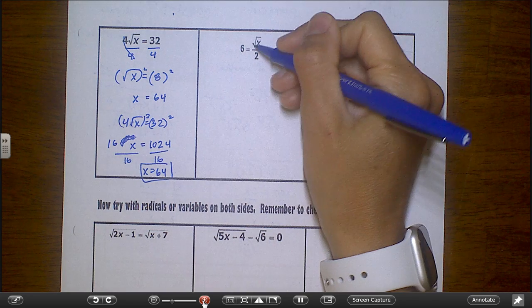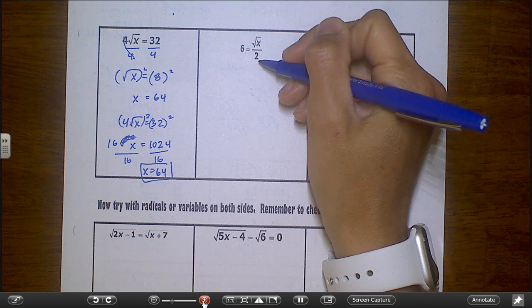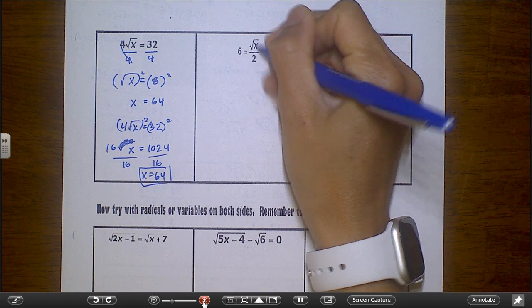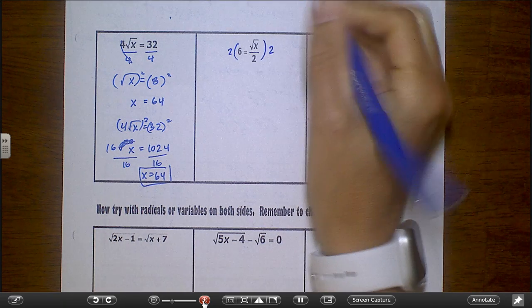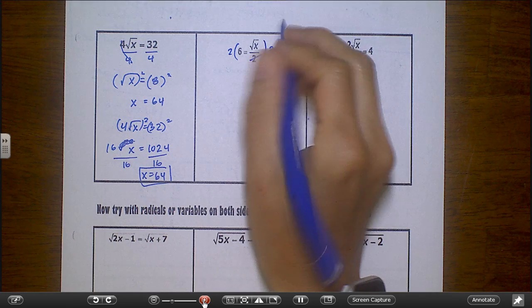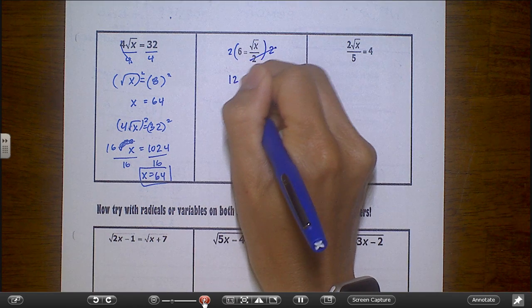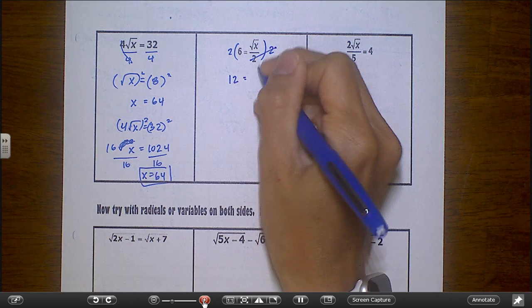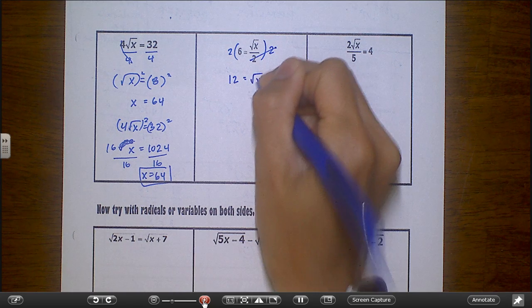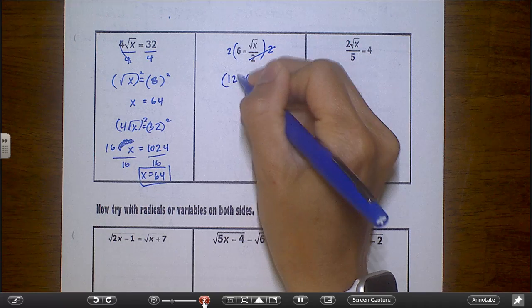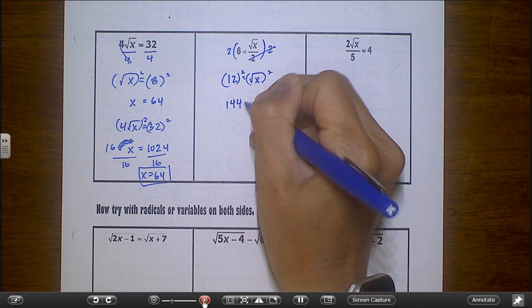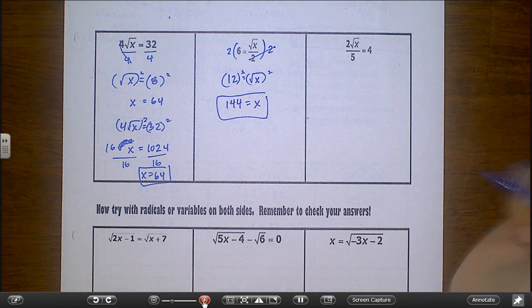All right, next one, I have 6 equals the square root of x over 2. Well, this is the square root of x being divided by 2. So why don't we go ahead and get rid of that divide by 2 by multiplying by 2. So 2 times 6 is 12. The square root of x over 2 times 2 is the square root of x. And now the square root of x is isolated. I can square it, and I get 144 equals x.